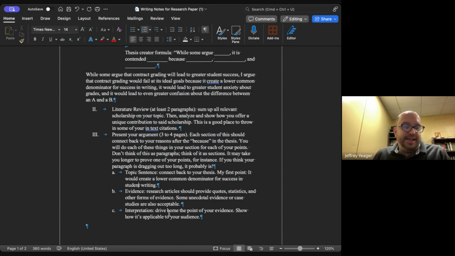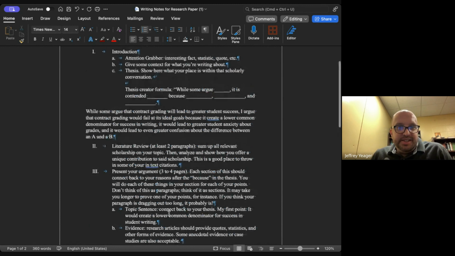So, in the interpretation part, then I would kind of drive that point home. Hey, after looking at this evidence, it's pretty clear that this wouldn't work. So you kind of gotta be assertive and drive home the point of whatever it is that you're talking about.